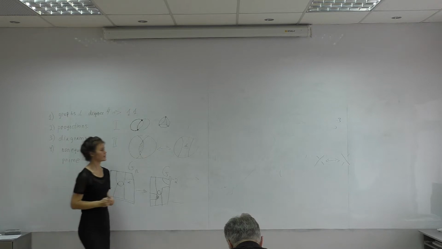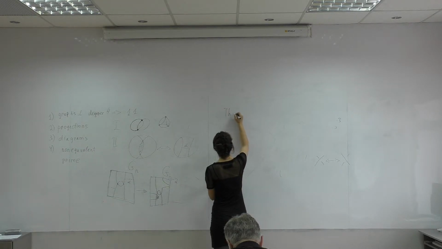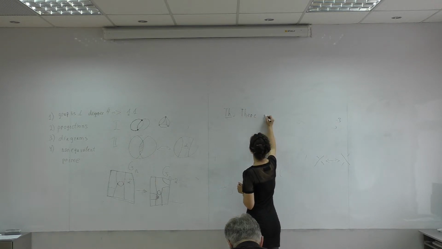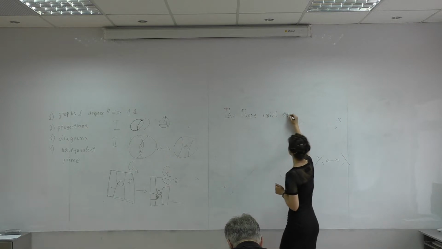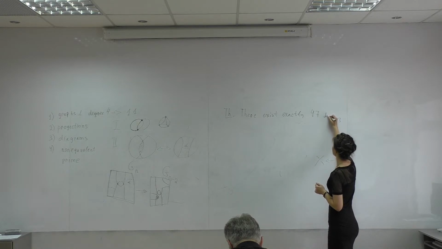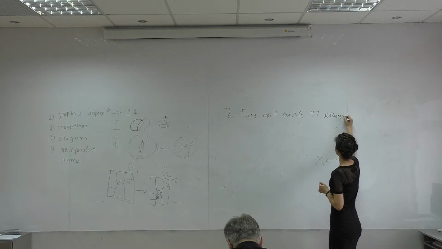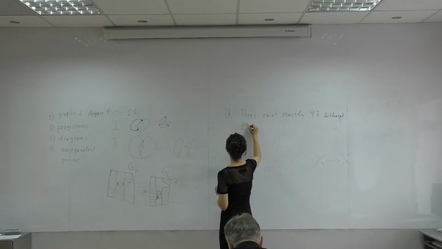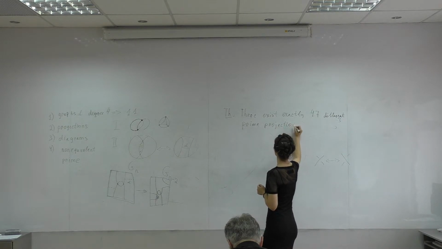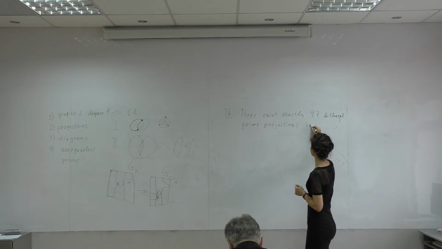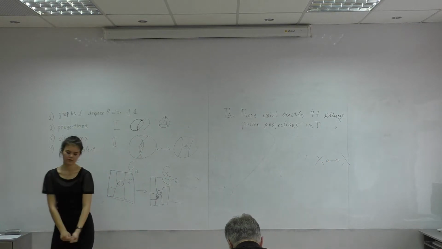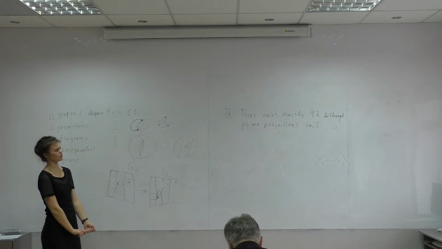So the first theorem is the following. There exist exactly 47 different prime projections, because you can see the list of these projections on the first page of the table.